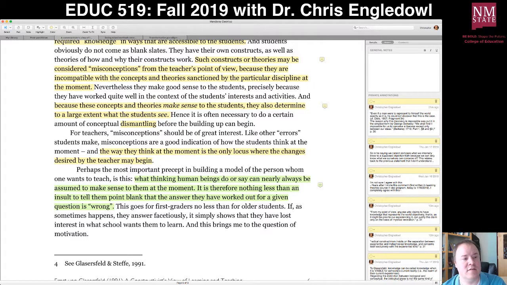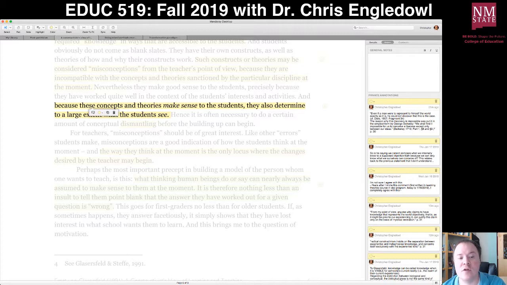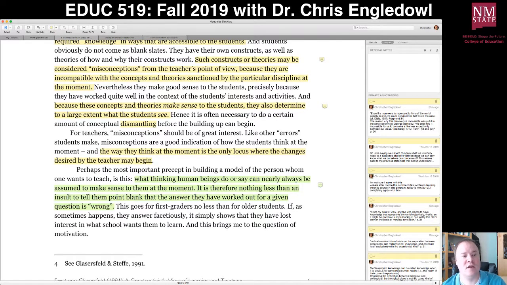But because these concepts and theories make sense to the students, they also determine to a large extent what the students see. So it's important to understand that and to try to pick apart how you might help that student create another set of knowledge in order to help them move past that misconception that may be blocking them from furthering their knowledge, or understanding that misconception could be a useful tool in helping them move to a more sophisticated version of their knowledge.